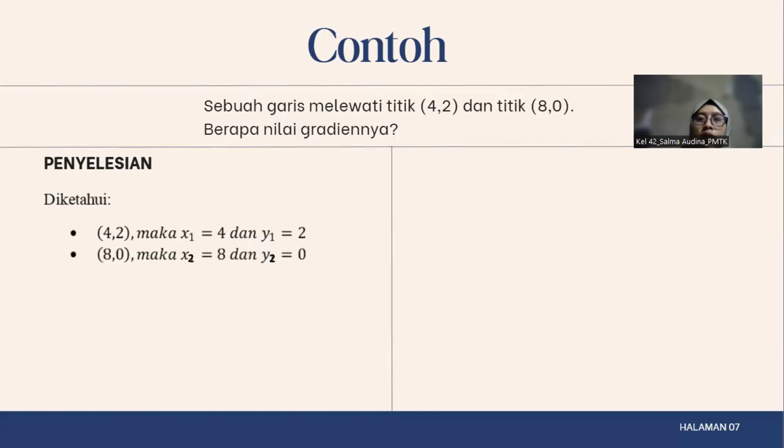Okay, now we know that the line passes through 2 points. The first point is 4, 2, so the value of x1 is 4 and y1 is 2. And then the second point is 8, 0. So the value of x2 equals 8 and the value of y2 is 0. Now we can substitute these values x1, y1, x2, y2 into the formula.